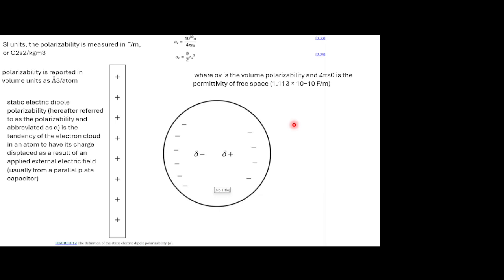Okay. This is actually the equation right here. And so you can see that right there is the term for it. So alpha V is the volume of the polarizability. This term right here, which is 4 pi epsilon naught, is the permittivity of free space, how easily those electrons can move around. And then it's 10 to the 30 on the top. And then alpha here is the static electric dipole polarizability value. You typically only report it in the volume, though.